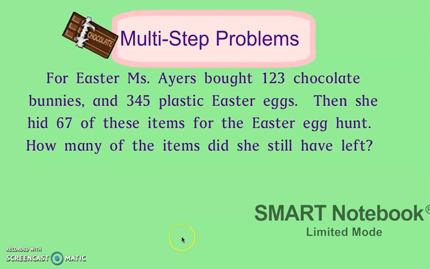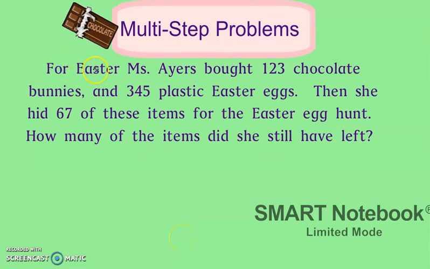Here we go. It says, for Easter, Mrs. Ayres bought 123 chocolate bunnies. Those sound delicious. And 345 plastic Easter eggs. Then she hid 67 of these items for the Easter hunt. How many of these items did she still have left?